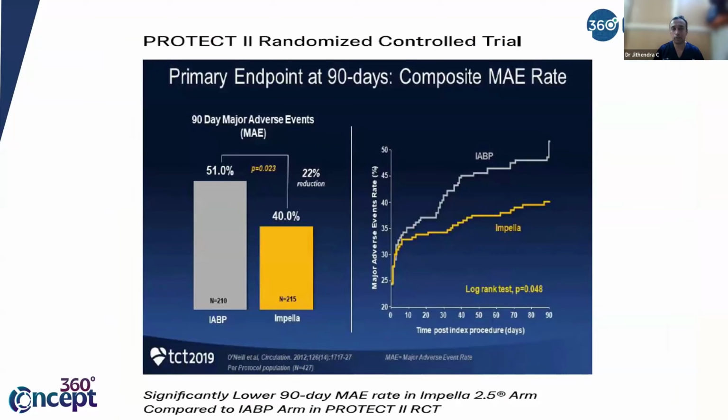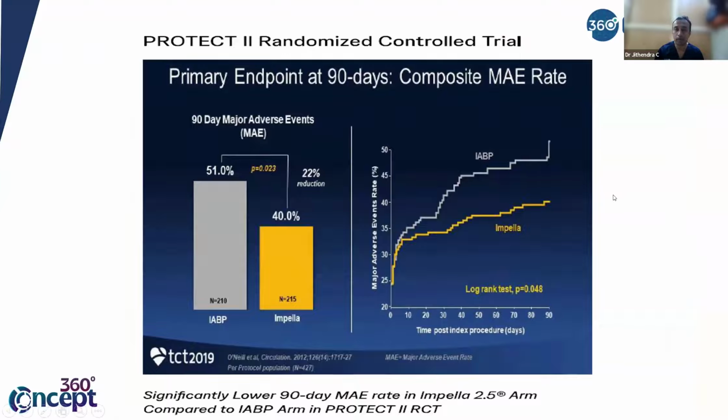And the last one, there's something called the Protect 2 trial. It's an RCT, and they were mainly looking at the adverse events. They compared two circulatory devices: one is your IABP and the other one is your Impella. The problem here was that IABP had more adverse events. Okay, and you saw the mortality was a little higher. Sorry, the adverse events were higher.